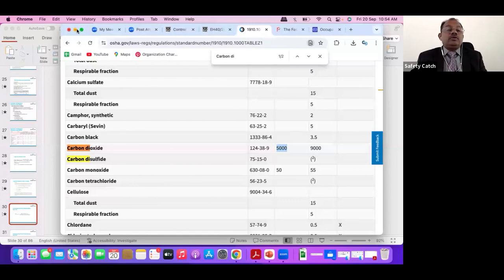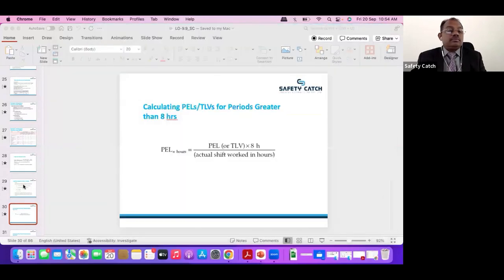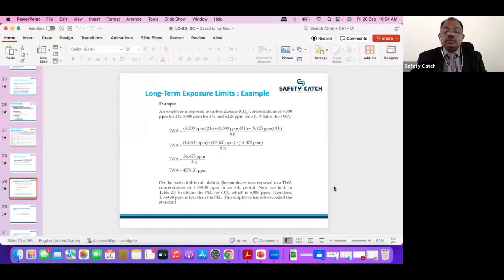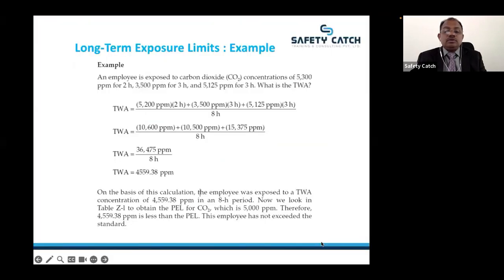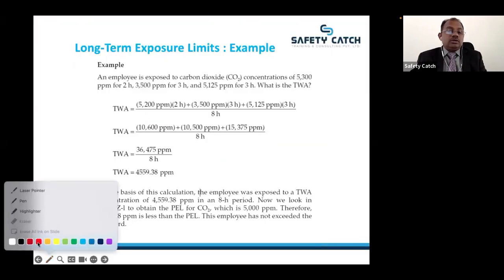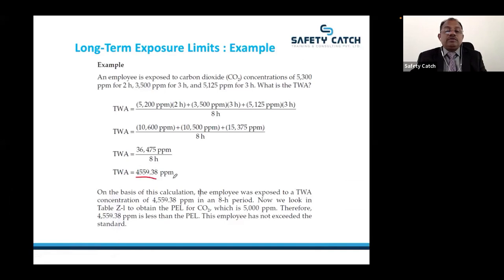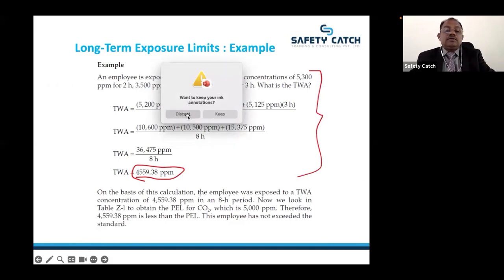So you come back to your problem, and you see you got 4,559, which means your people are safe. You have not crossed the limit. So this is how to calculate it. Here we went to the Z table. Suppose the same problem comes to you where you cannot go to OSHA. You have to go to EH40. So let us go to the EH40.